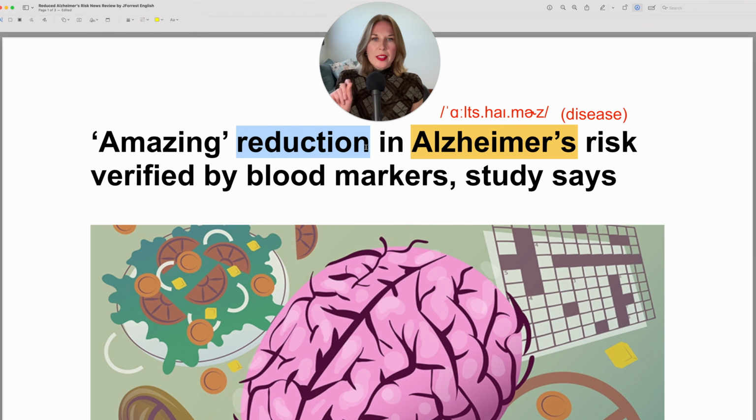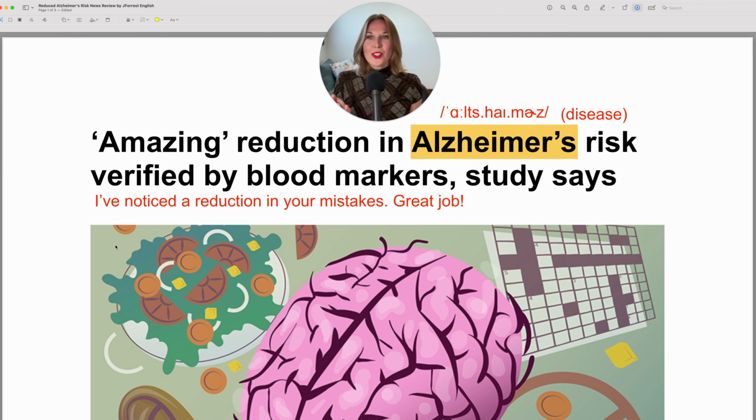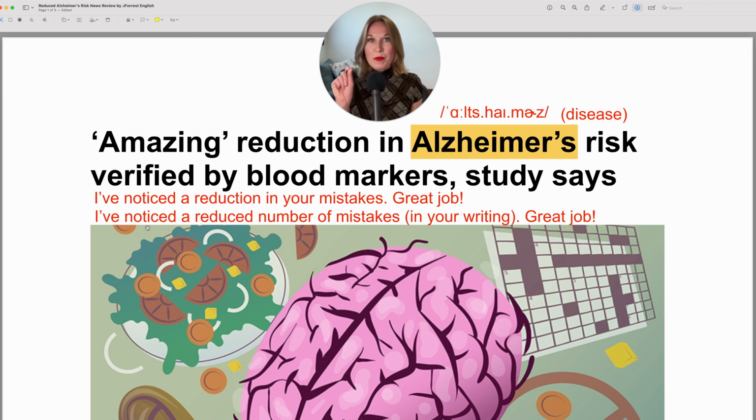Now let's look at this structure. Reduction, this is a noun. It's a something. So notice you have reduction in something. Maybe your teacher says to you, I've noticed a reduction. So this is a noun. That's why you need an article here. I've noticed a reduction in your mistakes. Great job. Now let's review this sentence.